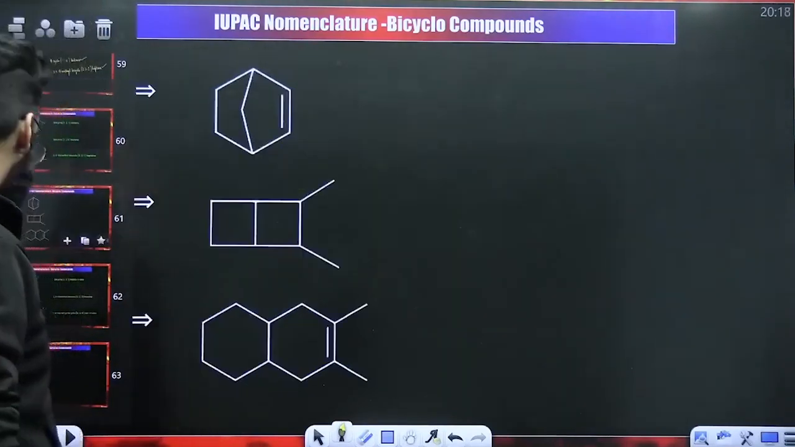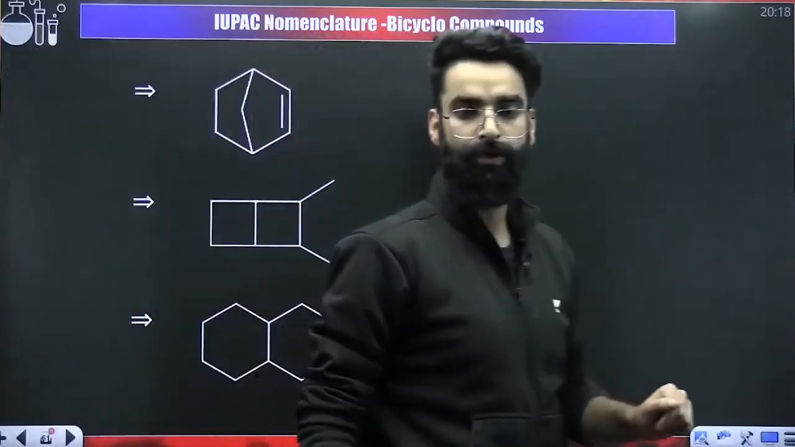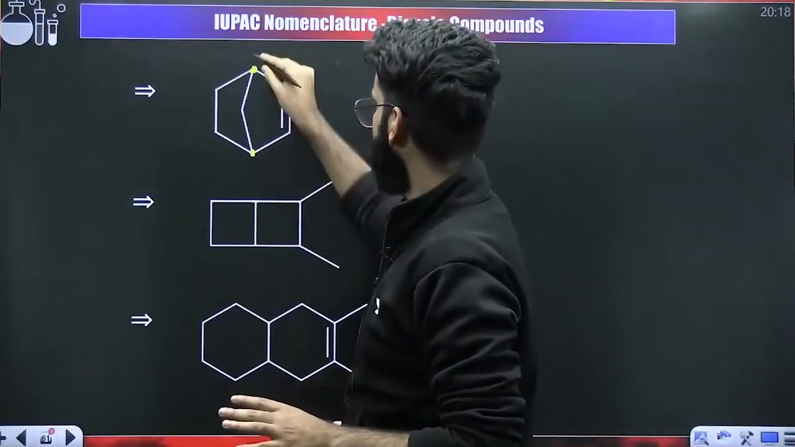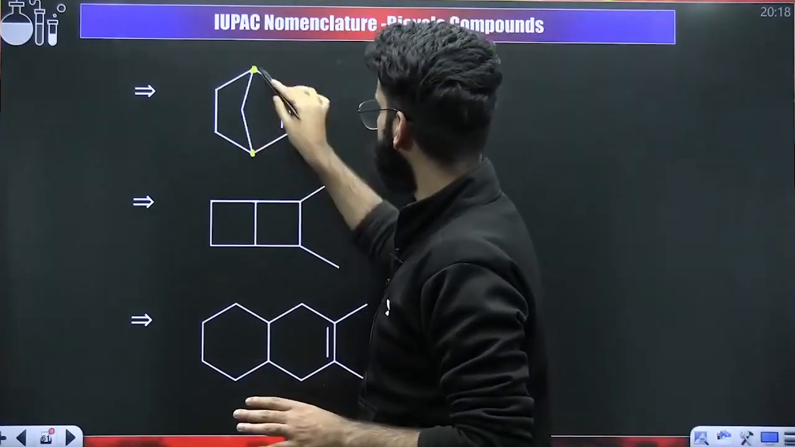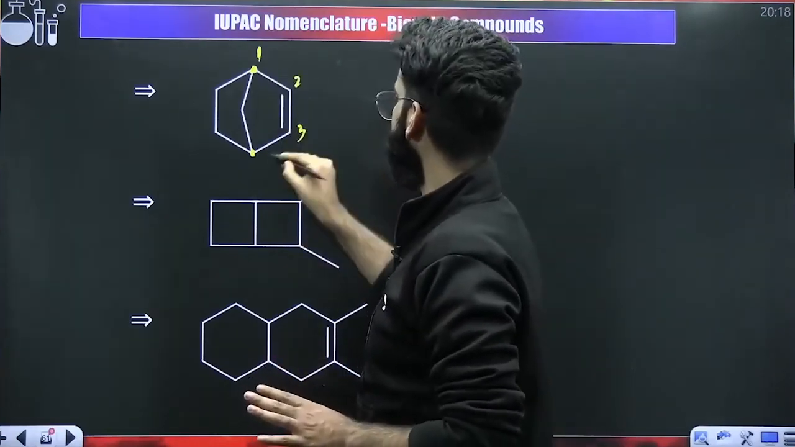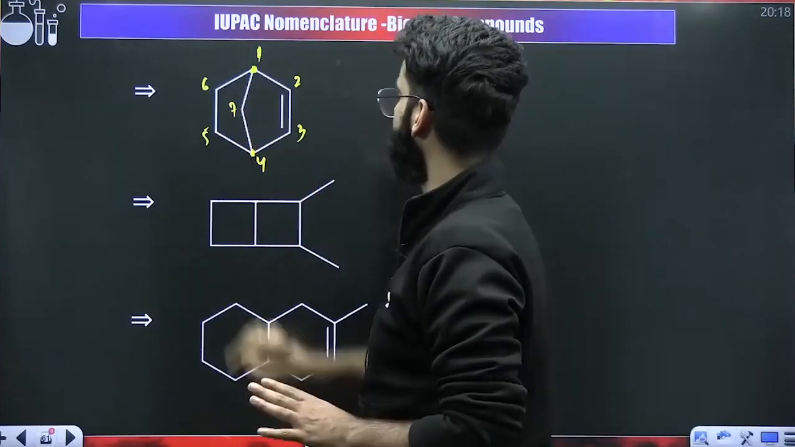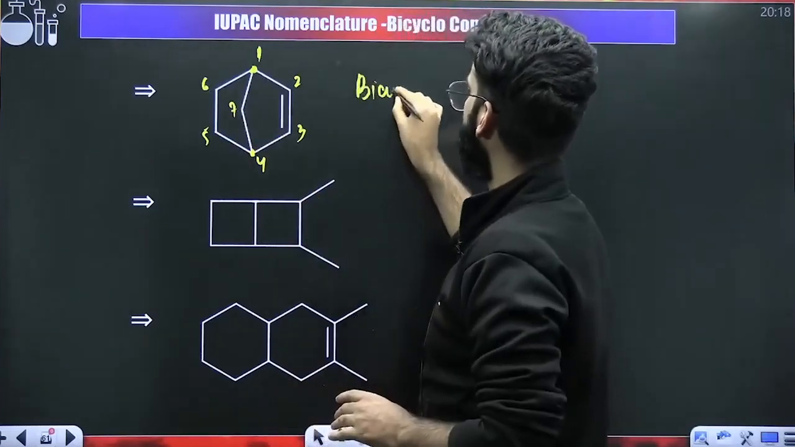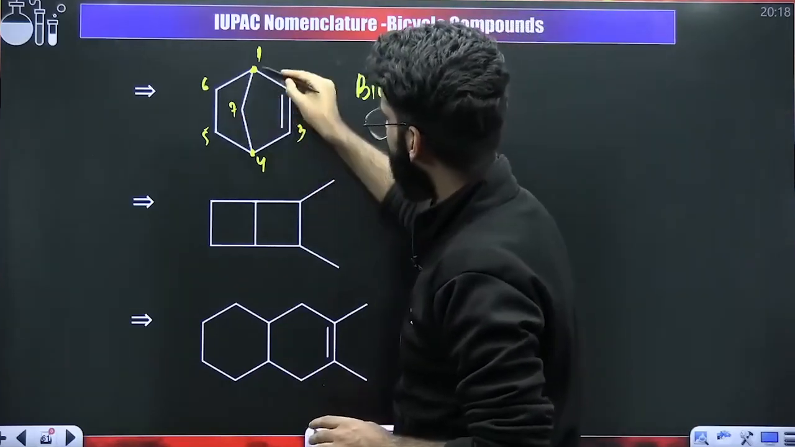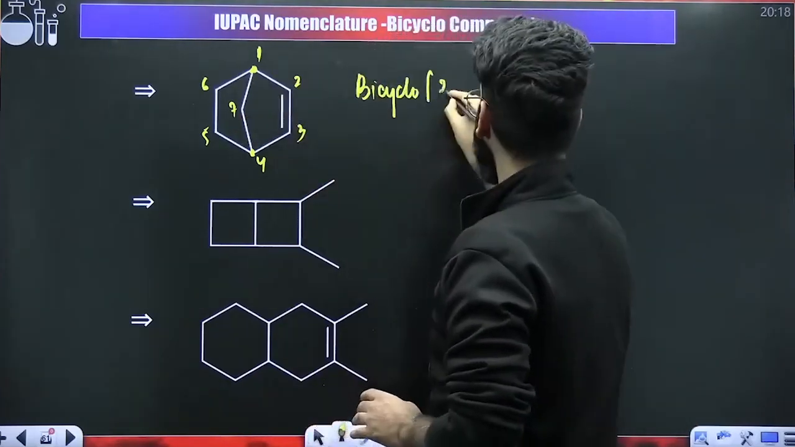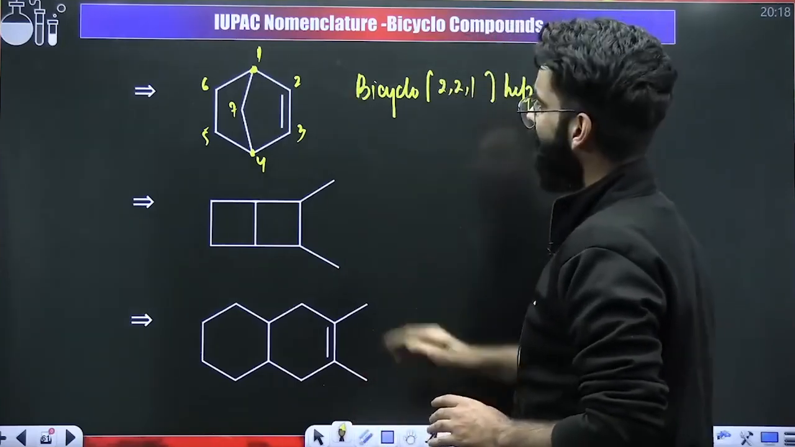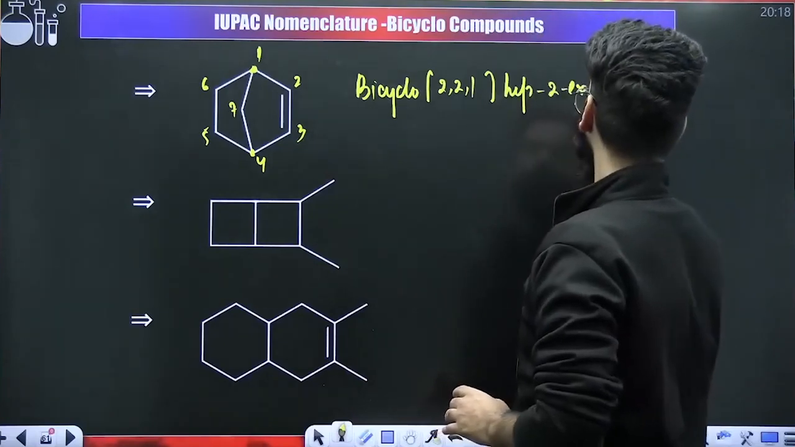If everything is clear till here, let's move on to the next one. Again, a bicyclo compound. These are the bridgeheads. This path contains 2 carbon atoms and this path contains 1. I'll prioritize this one: 1, 2, 3, 4, 5, 6, and 7. So first of all, I'll write bicyclo. Here 2 carbon atoms, here 2 carbon atoms, here 1 carbon atom in the middle. So 2, 2, 1. In the main chain, there are 7 carbon atoms, so it's hept. At carbon number 2, there's a double bond, so it's hept-2-ene.